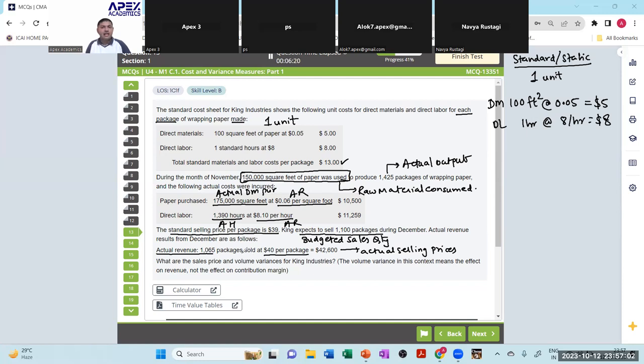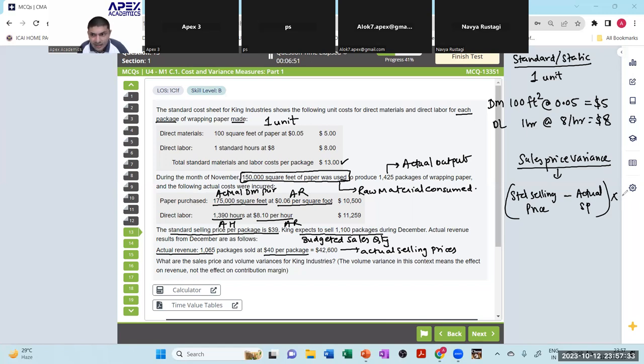What are the sales price variances? This is a very ridiculous question. My dear friends, sales price variance. What is sales price variance? Sales price variance is nothing but standard selling price minus actual selling price multiplied by what? Multiplied by actual quantity sold.